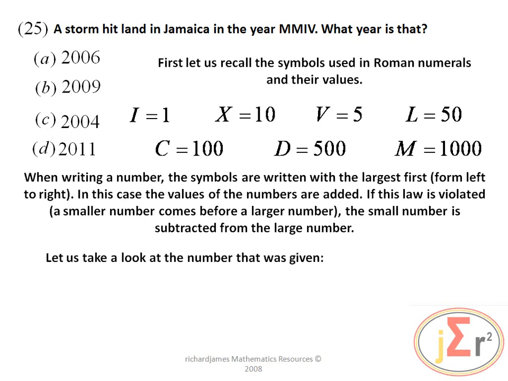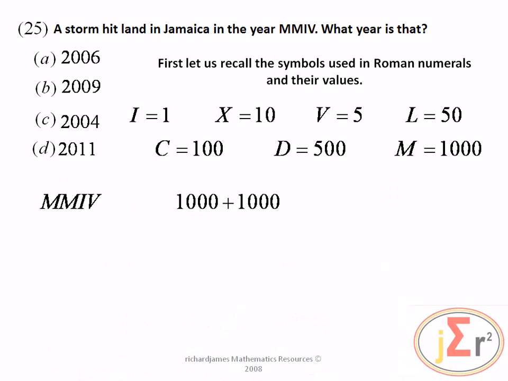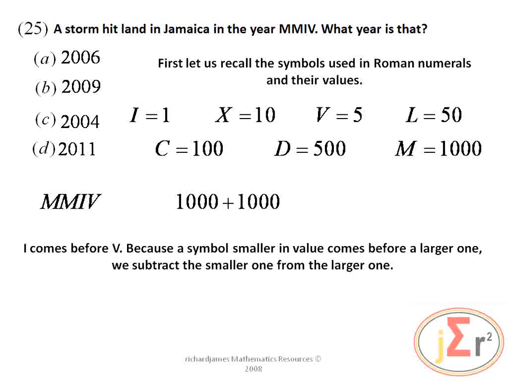So let us take a look at the numbers that are given. We have MMIV. In the number, the M's are first. They do not come before any symbols greater in value than them. So all we do is just add the M's. So add the thousands. So the M and the M means we are going to add the value of the M to the value of M. So that's what we have right there.